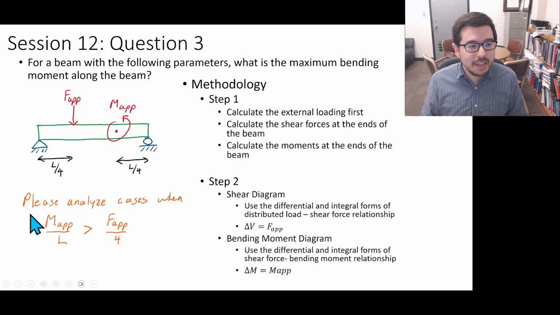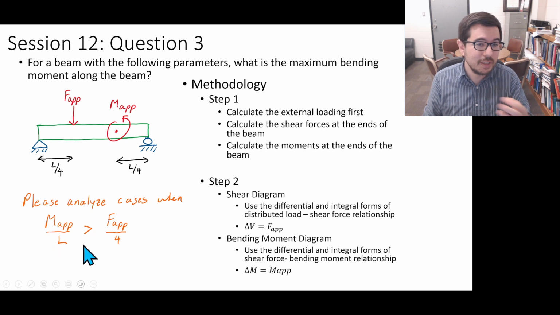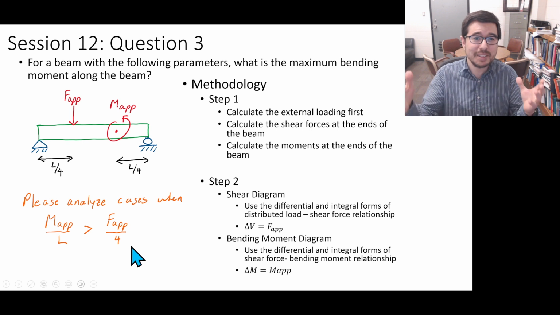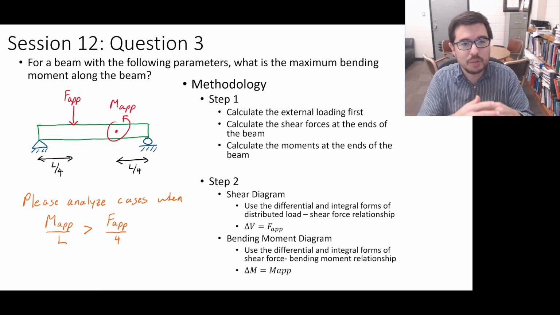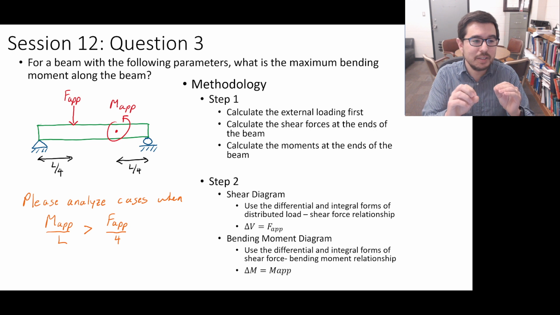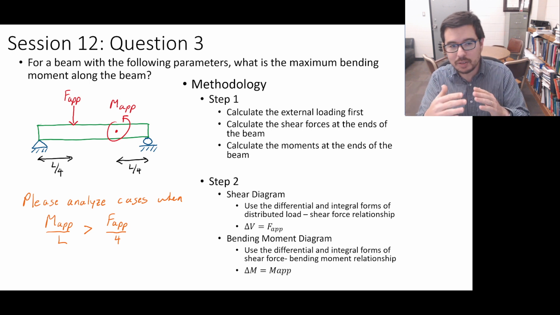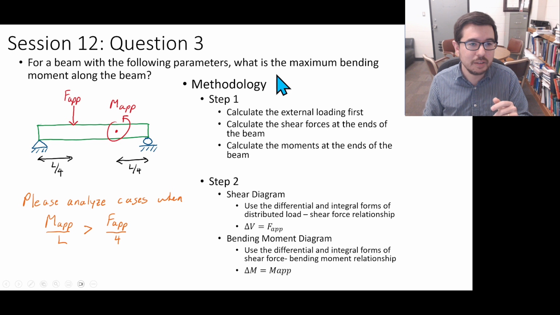Take a look at the methodology to do this problem. Be careful, and my request is that we analyze the case where this condition is true, when m app over L is greater than f app over 4. You're like, where did this come from? Well, as you do the math, you will be able to see why this relationship is important. And at one point, it determines if the slope is going to be positive or negative. And the question is asking, what is the maximum bending moment along the beam?